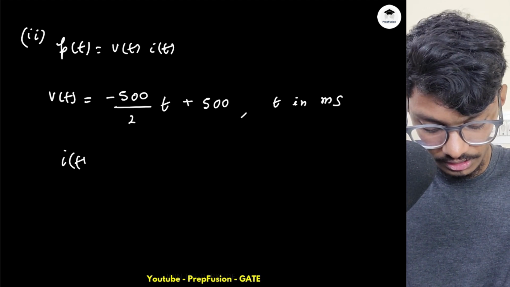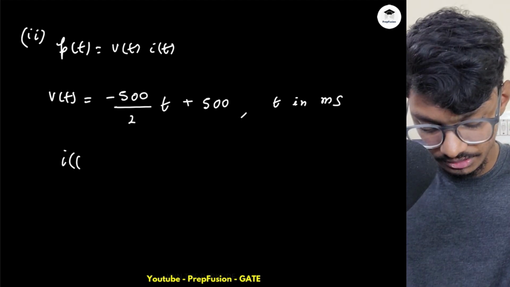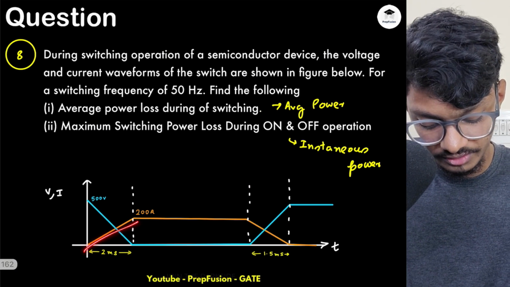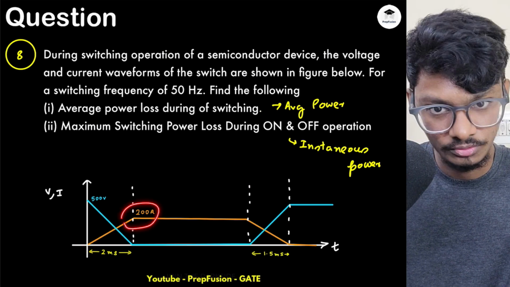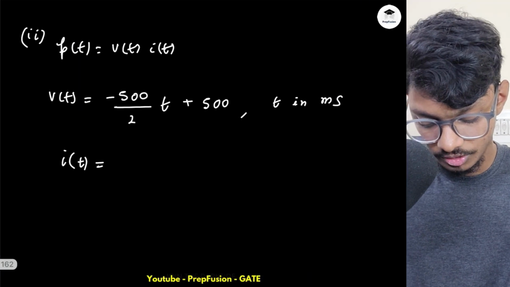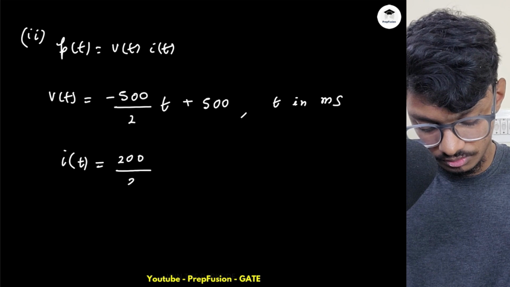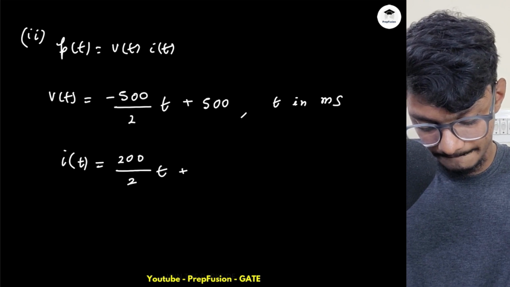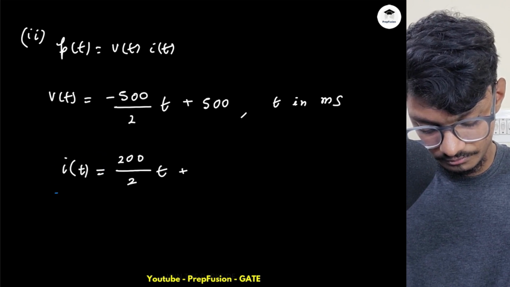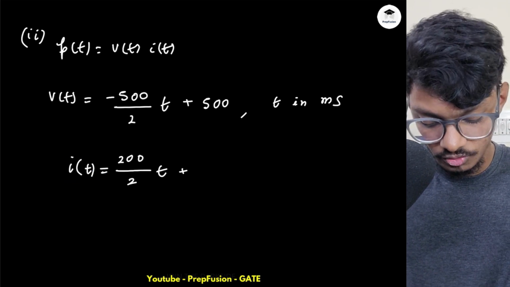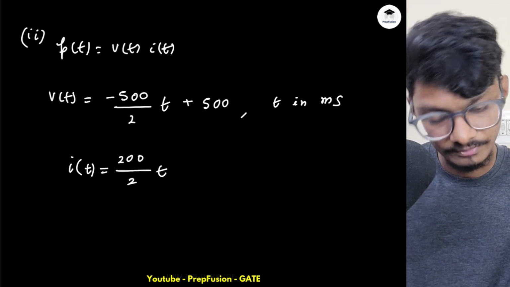What is the expression for I of t? The expression for I of t is the same. It will be, again, delta I is 200, delta t is 2 milliseconds, so it will be 200 by 2 t plus 0. There is no x intercept here.